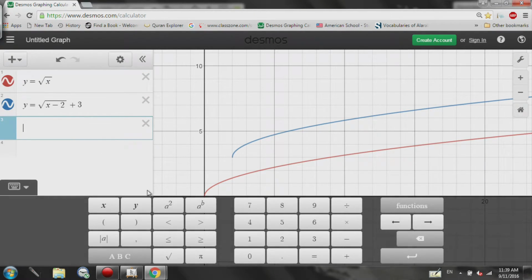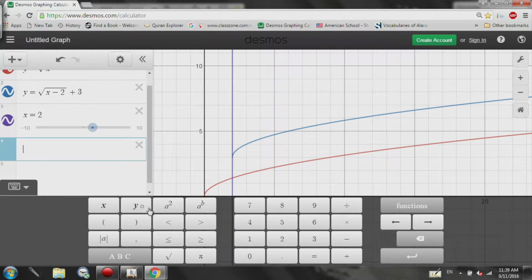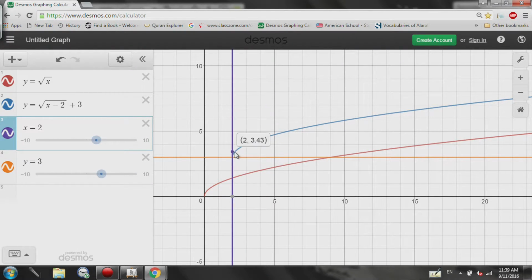Okay, so if I were to draw like this, x is equal to 2 and y is equal to 3. Okay, that's like the new x and y axis, see? Okay, and that's the new, do you understand that?